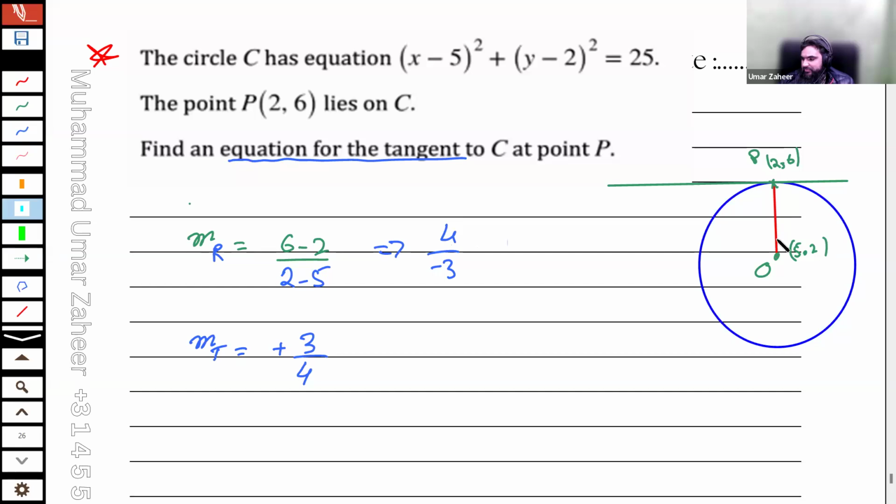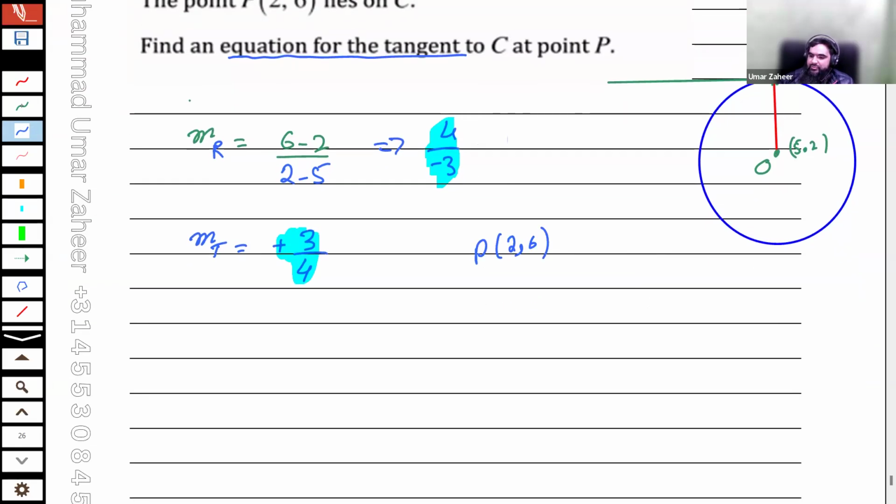What we have to do is find the gradient of the radius. That becomes 4 over minus 3. Because they are perpendicular, according to the circle theorem, we have to take the negative reciprocal. So we will get the gradient of the tangent line. Now look here, we have the gradient of the tangent line and we have the point P where the line passes through.